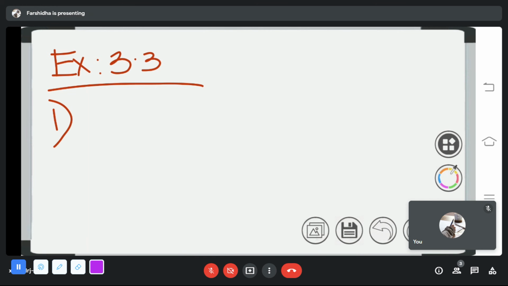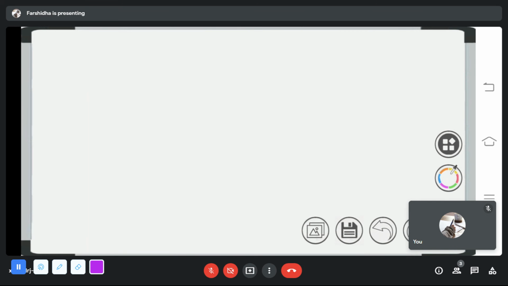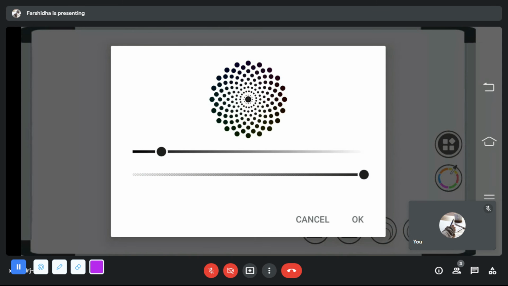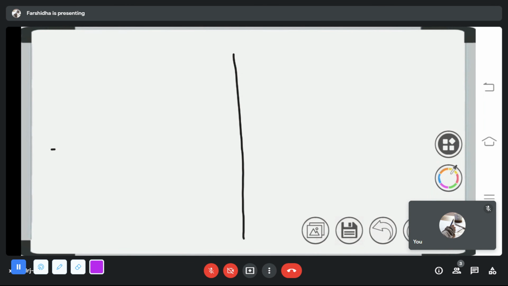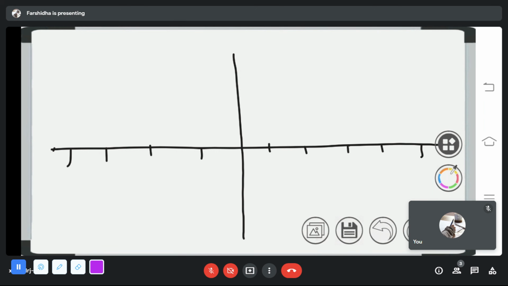Okay, come to question number 1. In which quadrant or on which axis do each of the points (-2, 4), (3, -1), (-1, 0), (1, 2), and (-3, -5) lie? Verify your answer by locating them on the Cartesian plane. So, first of all, we need to plot those points. Draw a Cartesian plane, y-axis, x-axis, 1, 2, 3, 4, 5.